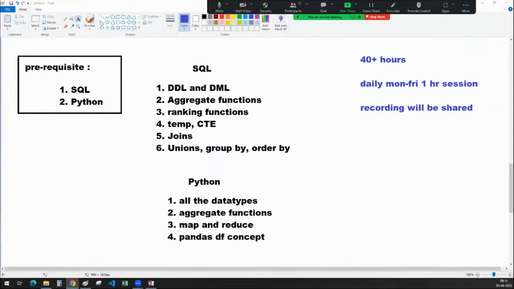Real time projects from when I started working, and still I am working on projects. Those projects I have created as data engineering projects here. Even with triggering and cloud functions, I have created examples of how cloud functions are used in projects and how BigQuery is used in projects. So those are real time things. You need not worry about it.